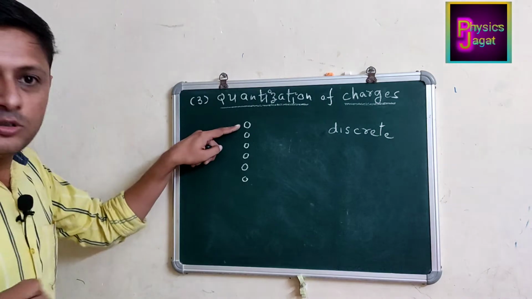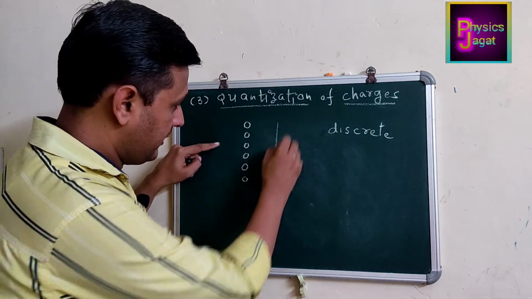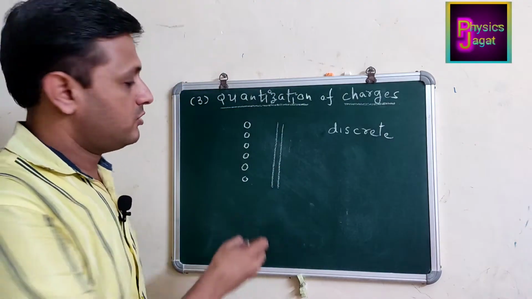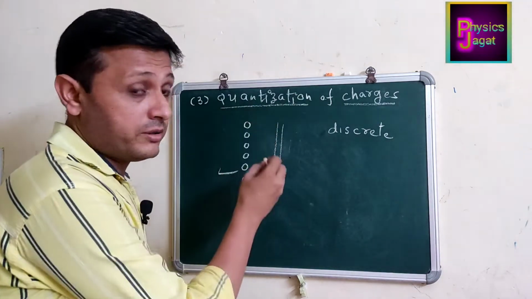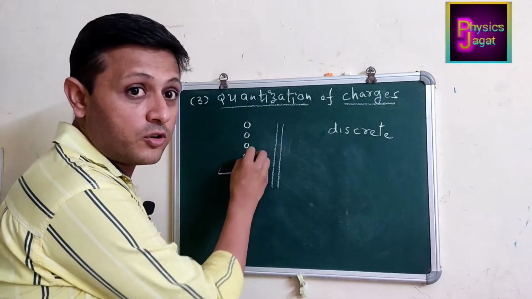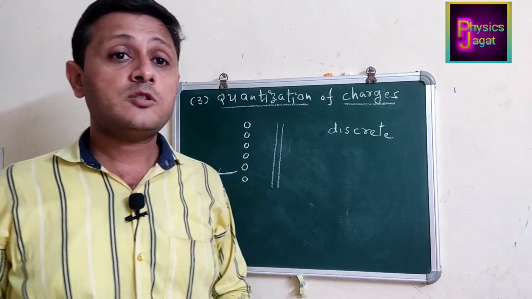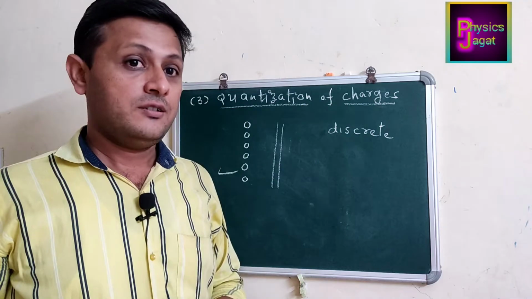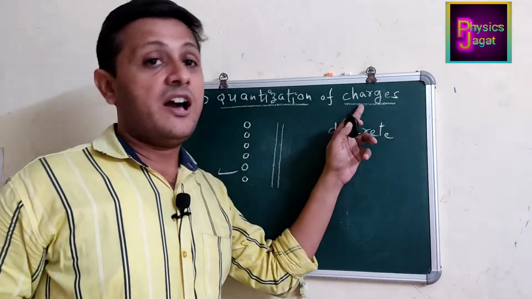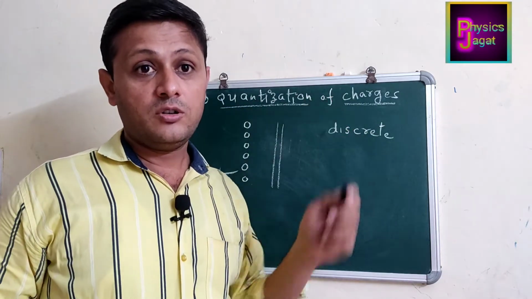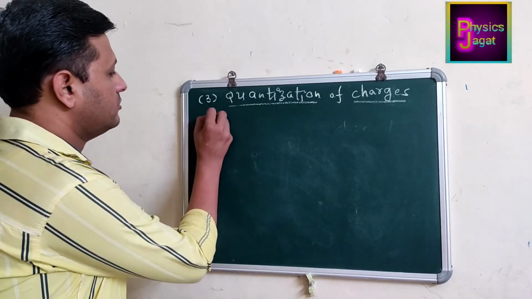So this is a good example of discreteness. It will not be a continuous flow like that. It will come out in a fixed amount: 1 drop, 2 drops, 3 drops, 4 drops, 5th drop. So this is discreteness. Just as with the water droplet, we are going to explain the quantization of charge, the discreteness of charge.